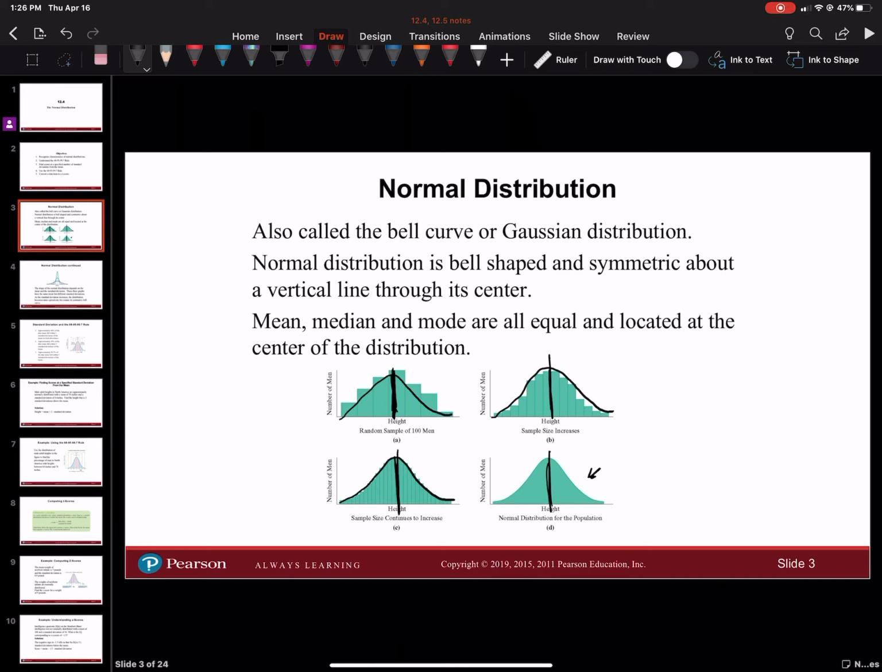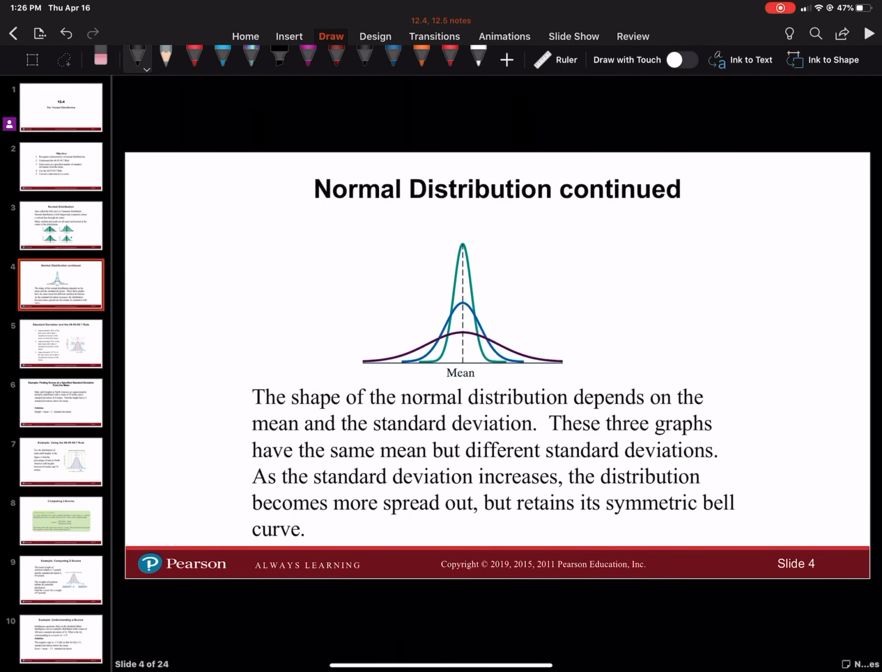So let's look. Now, we have different types of bell-shaped curves. It says the shape of the normal distribution depends on the mean and standard deviation. These three graphs have the same mean but different standard deviations. As the standard deviation increases, the distribution becomes more spread out, but retains the bell-shaped curve.